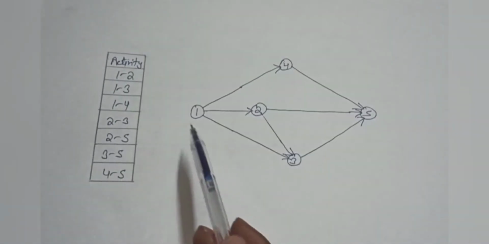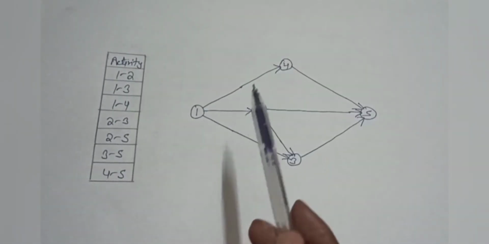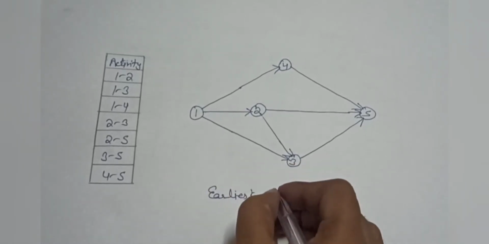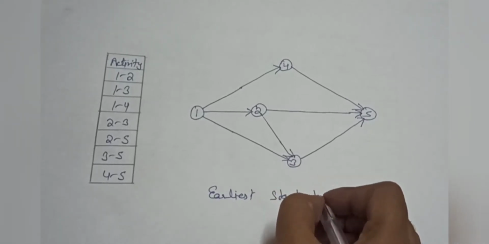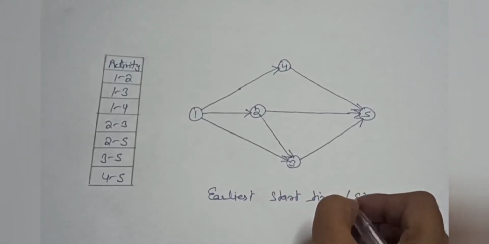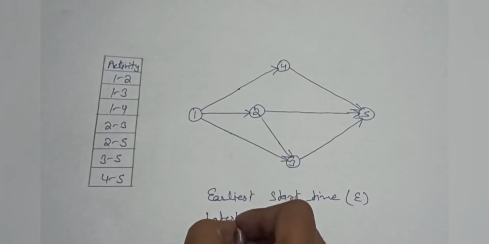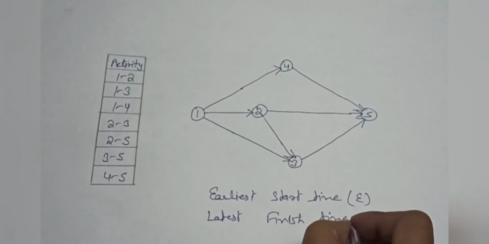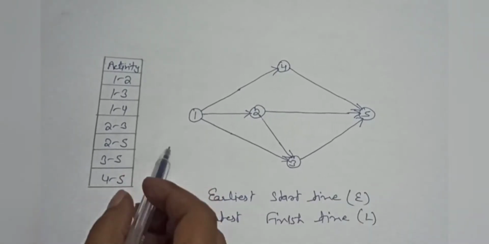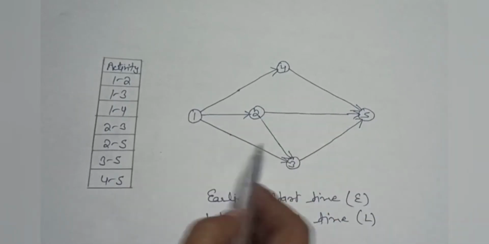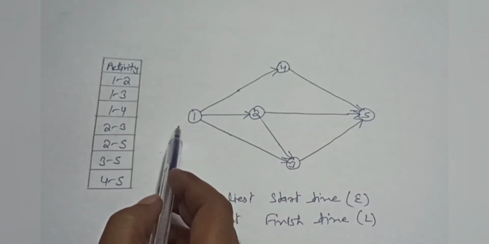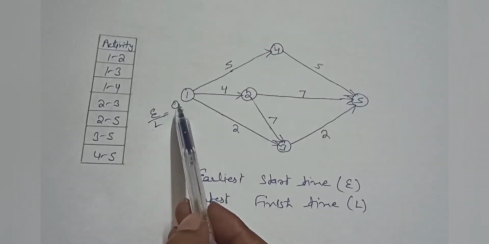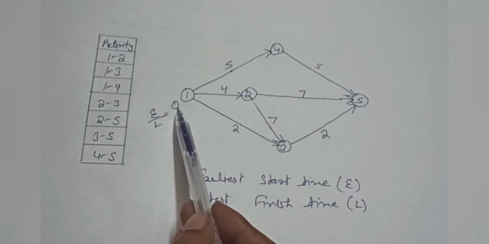Now we will find the earliest start time and latest finish time. Earliest start time, in short we can say E, and latest finish time, in short we can say L. So we will calculate E and L values for every node. First of all we will calculate for our first node. As you know very well, the E value is always 0 for the first node. So we will write 0 here.